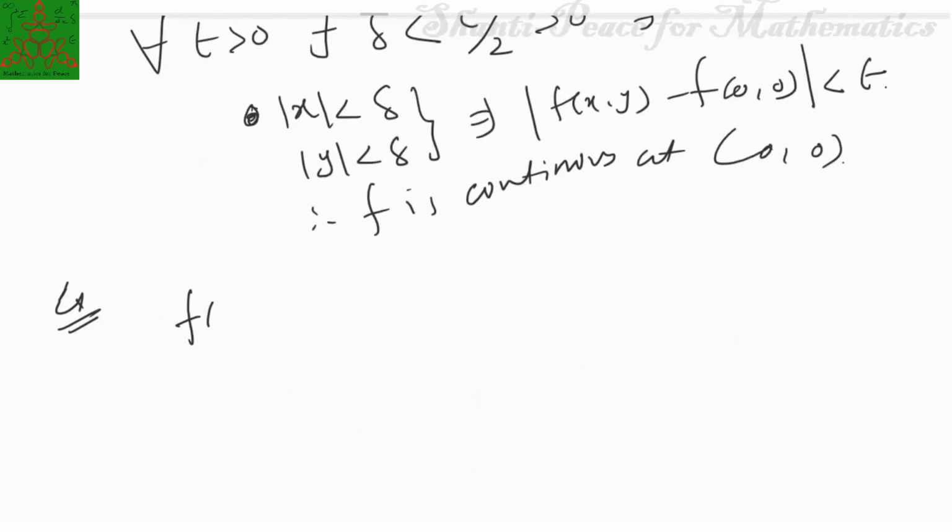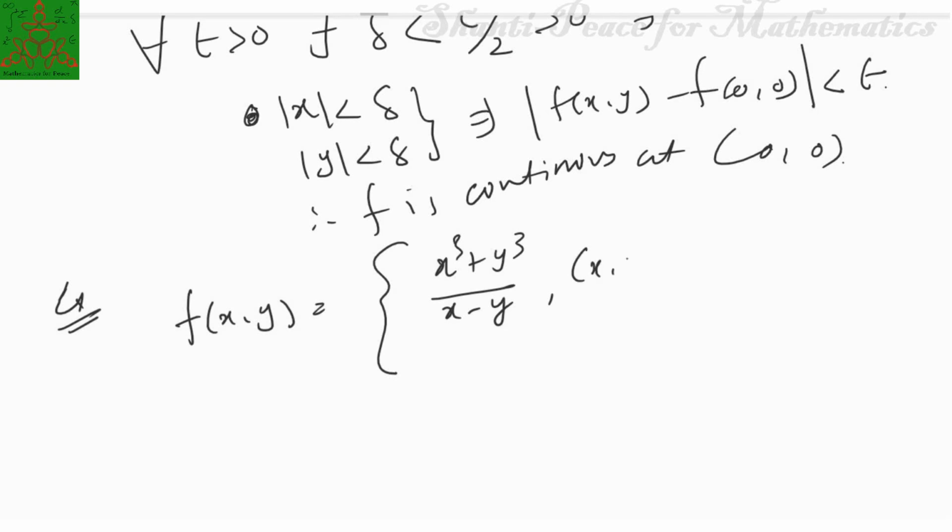Consider this example: f of x y equal to x cubed y cubed upon x minus y, as x y is not equal to 0, 0, and 0 as x y is equal to 0, 0.